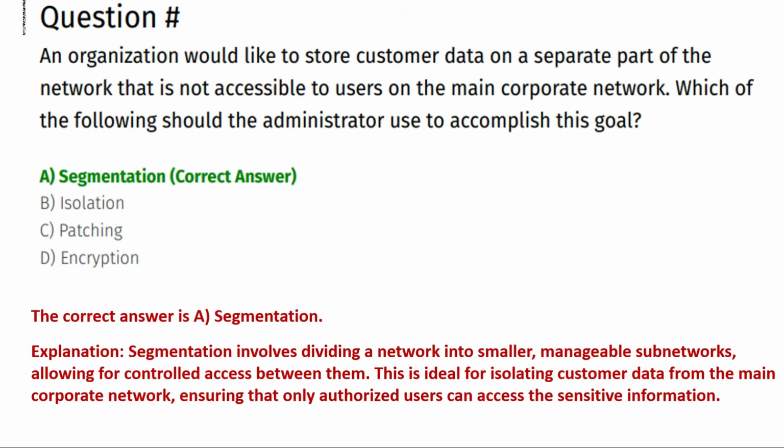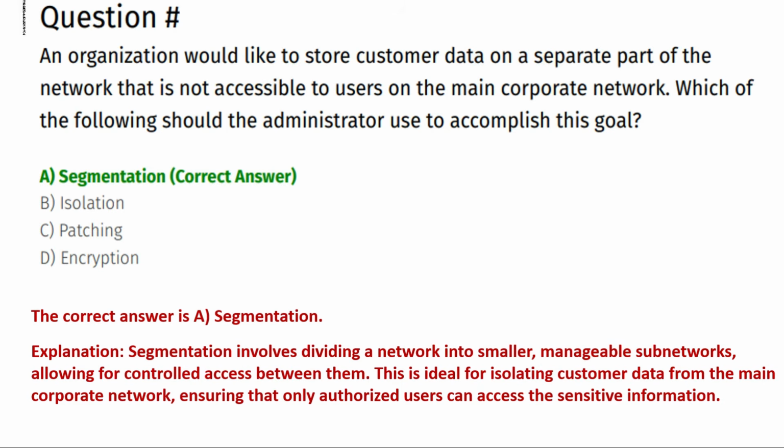And the next question is, an organization would like to store customer data on a separate part of the network that is not accessible to users on the main corporate network. So which of the following should the administrator use to accomplish this goal? Option A, segmentation. Option B, isolation. Option C, patching. Option D, encryption. And the correct answer for this question is option A, segmentation.